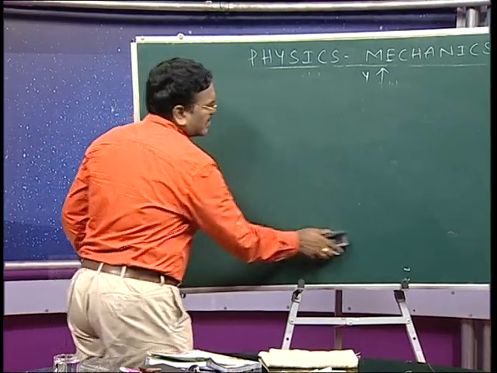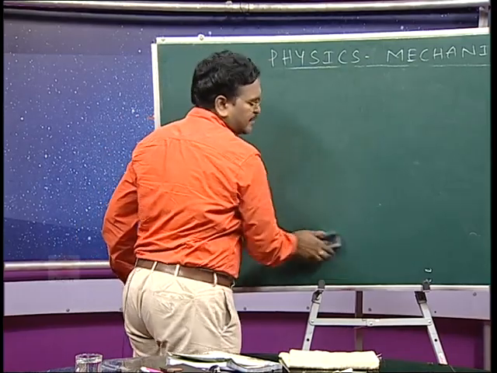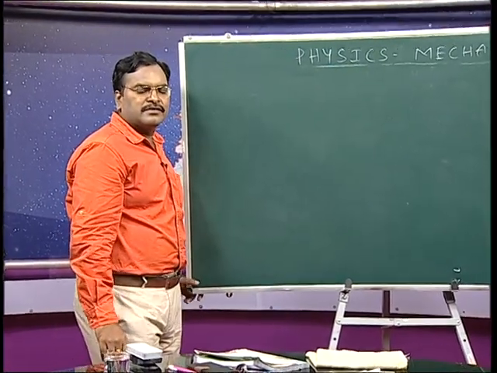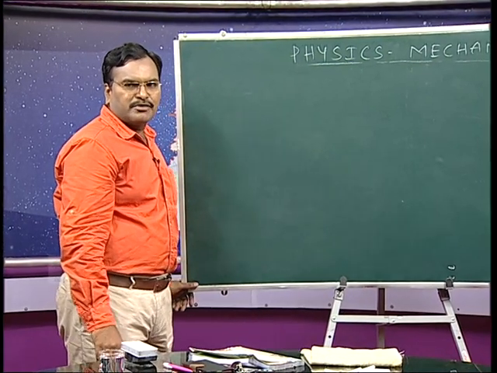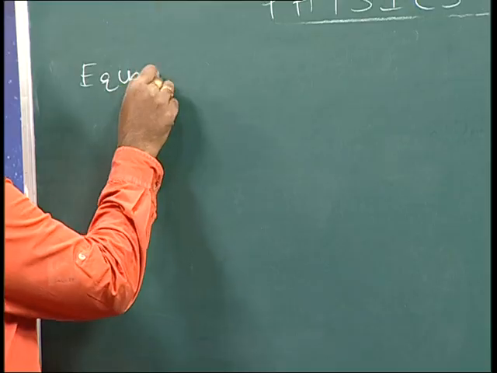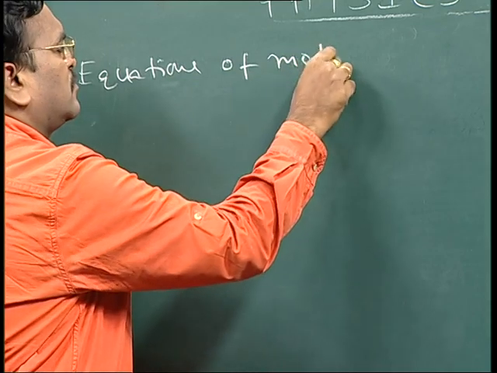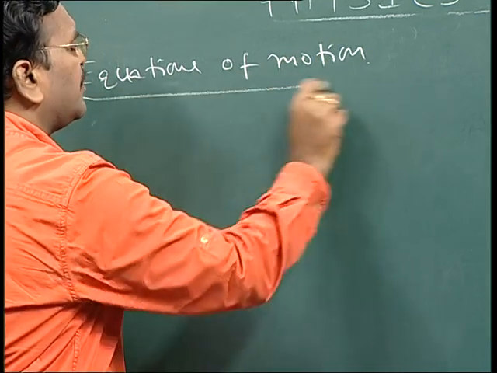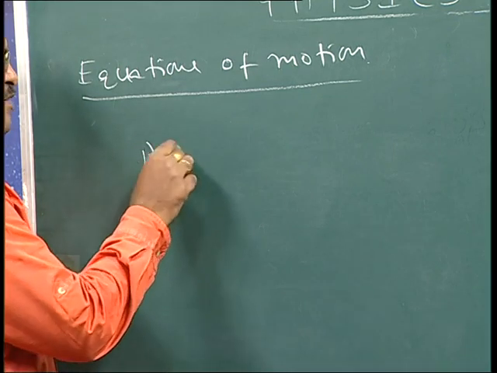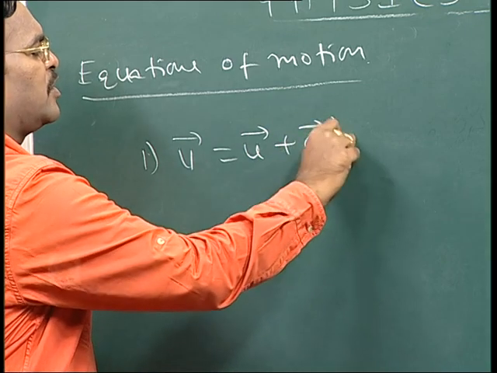Now we discuss equations of motion. Here we have already explained speed, velocity, average velocity and displacement, and also we have equations of motion. Now what are the equations of motion? Consider a body moving with uniform acceleration. What are the equations of motion? V bar is equal to what? U bar plus A bar into T.